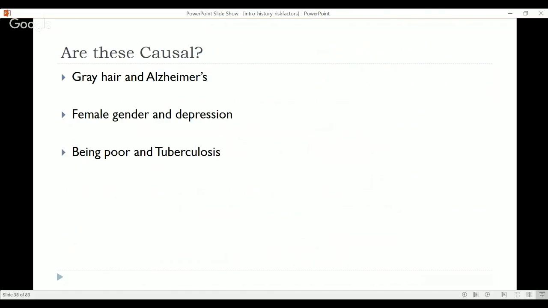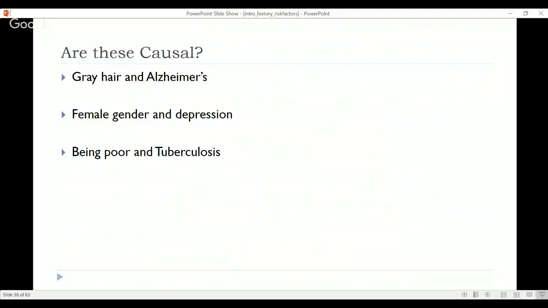So things like gray hair is associated with Alzheimer's, right? If you were going to look at the statistical relationship between having gray hair and having Alzheimer's, you would see that there is an association there, because who has gray hair? Old people have gray hair. Who has Alzheimer's? Old people have Alzheimer's. Are they causally related? No, definitely not. But they are correlated.